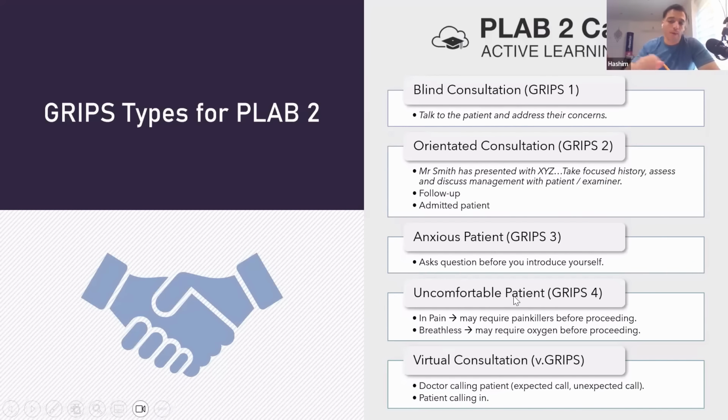Similarly, with the uncomfortable patient, they can be in pain or breathless. So you need to pick up the cues, the verbal and non-verbal cues. If they're in pain, they'll be wincing and making noises and things. So you need to acknowledge that. Don't be too rigid in the structure. Think, okay, this is a GRIPS for common conditions, like renal colic is a common one for severe pain.